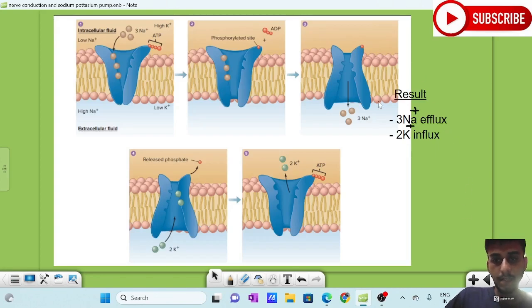So this is the resultant. This is the result of the sodium potassium pump after it has pumped one time. Look at the 5th stage. After the phosphate is released, ATP can bind once more, so it is ready for the next cycle. Next cycle means next binding of sodium ion. This is completely based on molecular basis. So that is the reason I went through the structure of the pump.